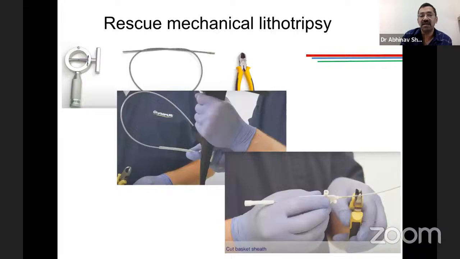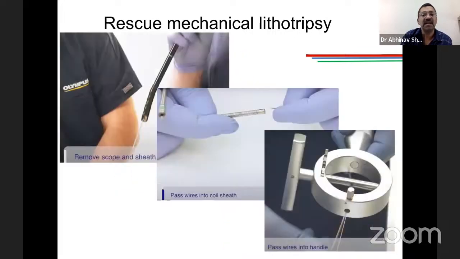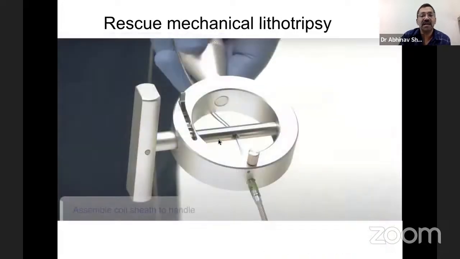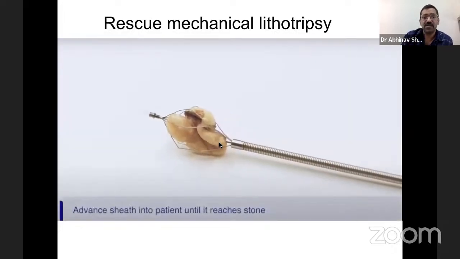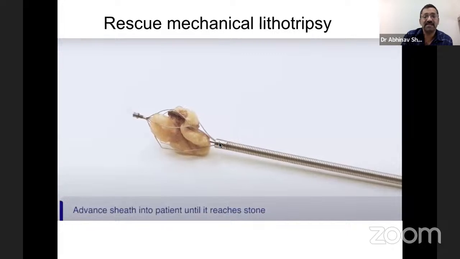Here we have to cut the basket which is hanging out of the scope because other end is stuck in the CBD. We cut the basket, we remove the endoscope, and we load these wires into the coil sheath of the lithotripter metallic coil. And then we pass wire into the handle. And as we rotate the handle, it crushes the stone inside the CBD.